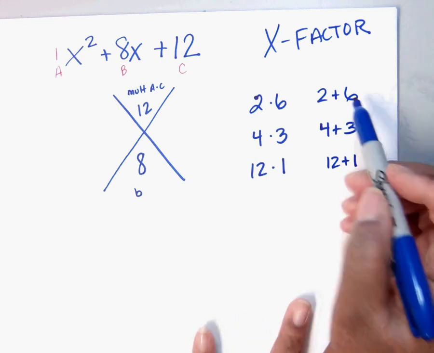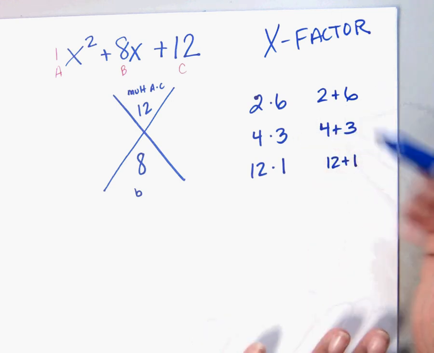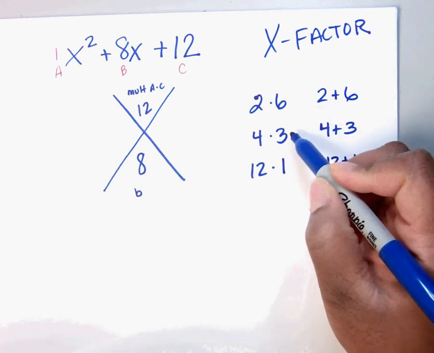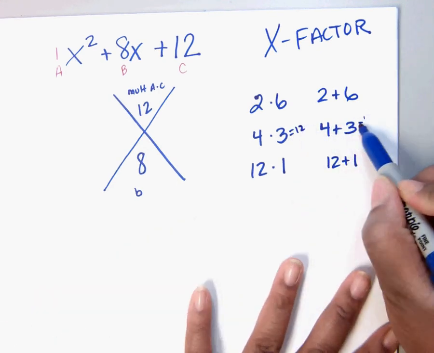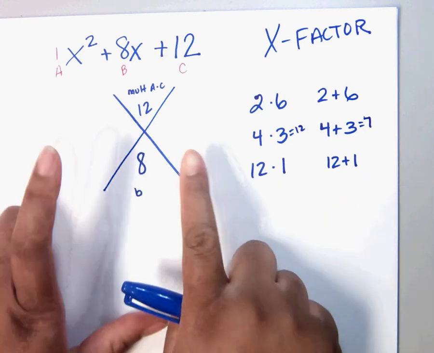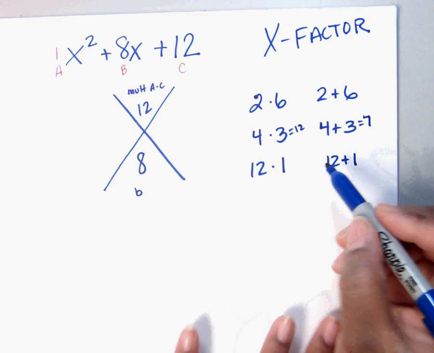Well, we already know that this one is the answer. But let's try the 4 times 3 and then 4 plus 3. 4 times 3 gives us 12. That's what we want, right? What is 4 plus 3? 7. So would that be my answer? No. Everybody understand? Okay. Let's try this one.